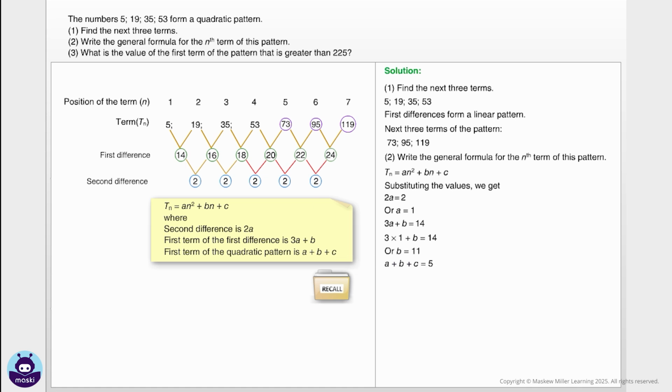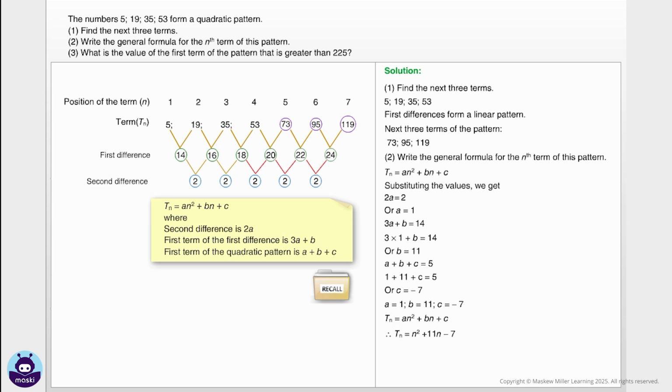Lastly, we equate the first term of the given quadratic pattern to a plus b plus c to determine c. Substituting values for a and b, we get c equals -7. We have calculated the values of a, b and c. Thus, we can write down the general formula for this pattern as Tn equals n squared plus 11n minus 7.